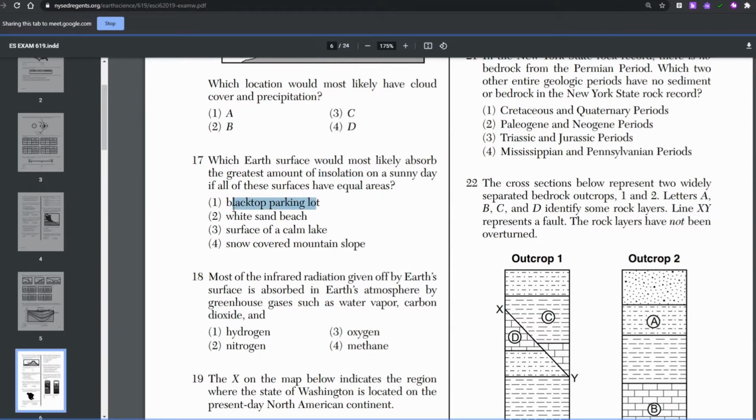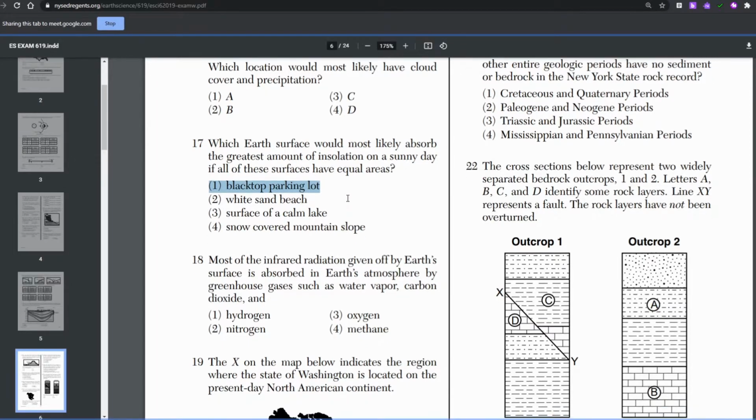A black parking lot, a white sand beach, the surface of a calm lake, or a snow-covered mountain? Who's going to get the hottest? Yeah, it's a black parking lot. So objects that are dark absorb more insolation than objects that are light colored, and objects that are rough absorb more light, more heat, more energy than objects that are flat. Think about a mirror. A mirror is extremely flat and the energy bounces right off of it. And a parking lot is pretty rough.